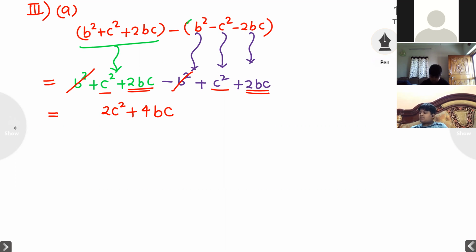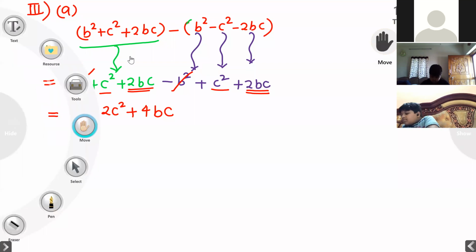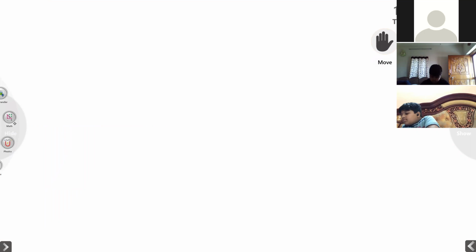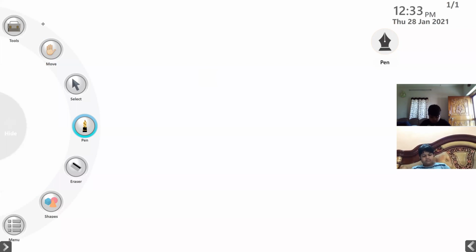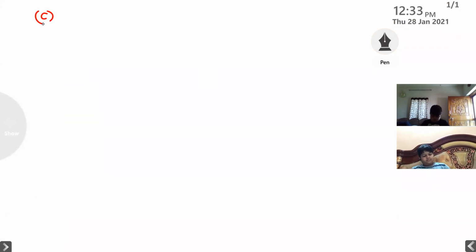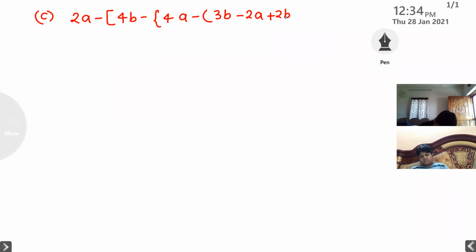Copy C question, everyone. C question: 2a minus, large bracket, 4b minus, curly bracket, 4a minus, small bracket 3b minus 2a plus 2b, and minus 2a minus 2b, line bracket.